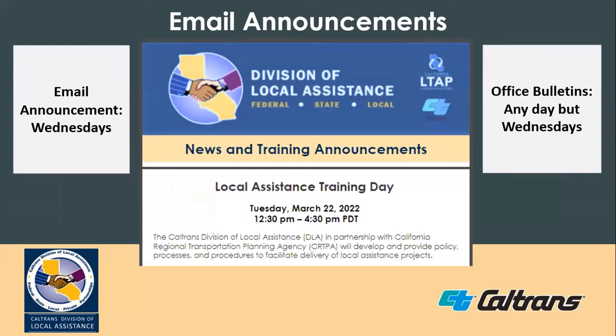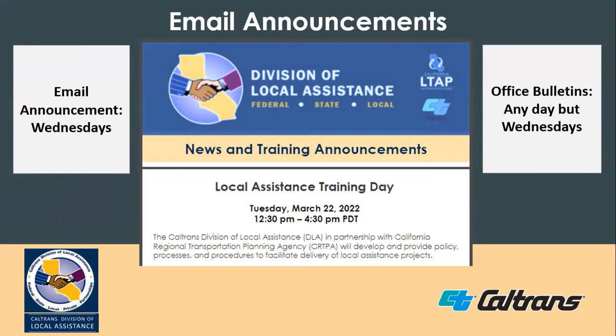Well, each week we send out a weekly email, generally on Wednesdays, and we will notify you about events like today, our quarterly trainings, daily, weekly trainings that come up, news events. Those email announcements are sent on Wednesday as a standalone news and training announcement, while office bulletins are sent on any other day, actually Monday, Tuesday, Thursday, and Friday.